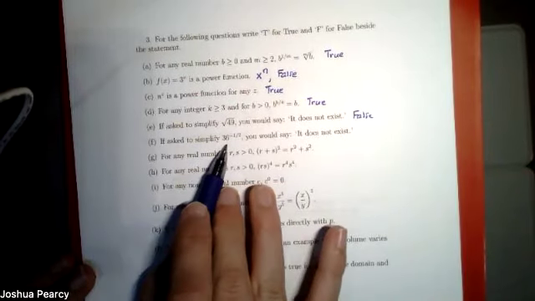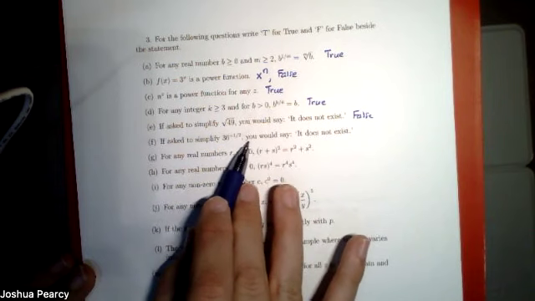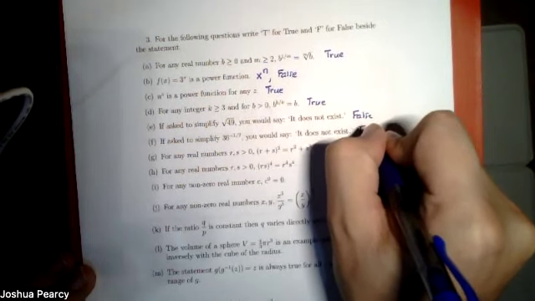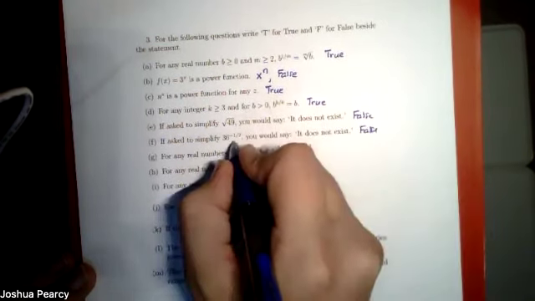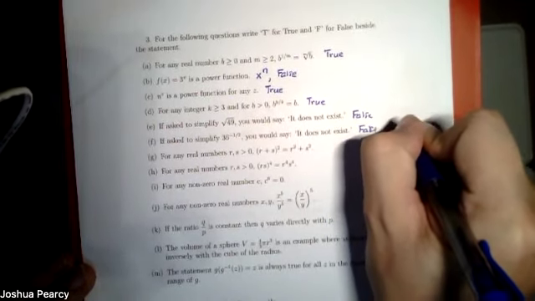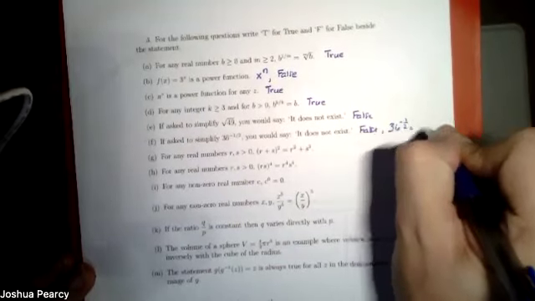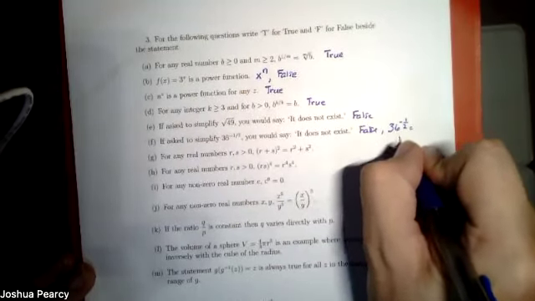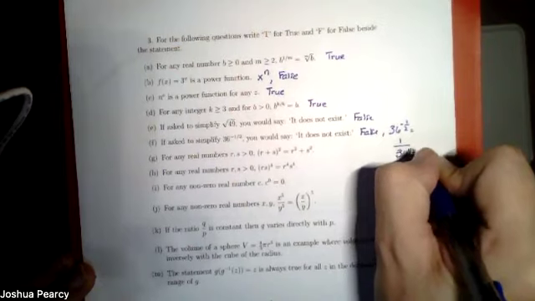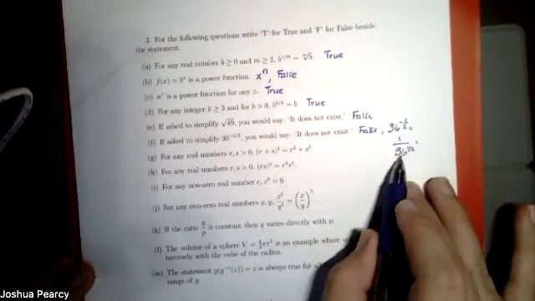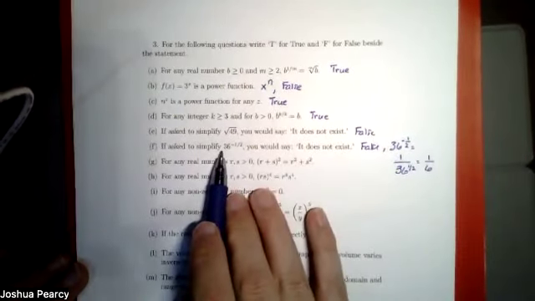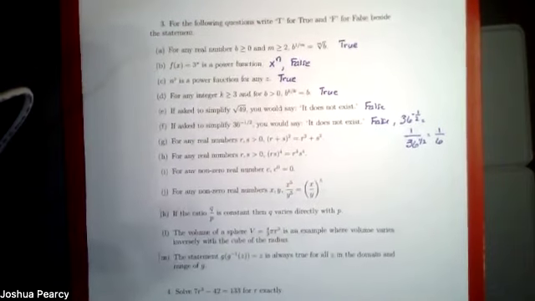Part F. If asked to simplify 36 to the minus 1/2, you would say it does not exist. Again, this is false. So if we tried to simplify 36 to the minus 1/2, this can be written as the following. 36 to the minus 1/2 is equal to, if we want to flip this, 1 over 36 to the 1/2, right? That's how we get rid of the negative exponent. And 36 to the 1/2 is just the square root of 36, so this is 1 over 6. So this was false.